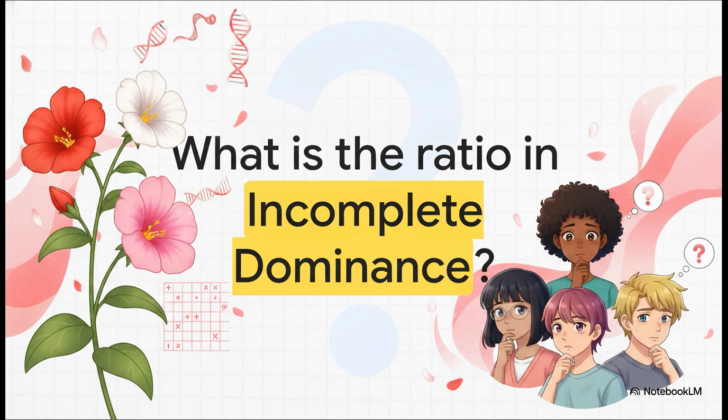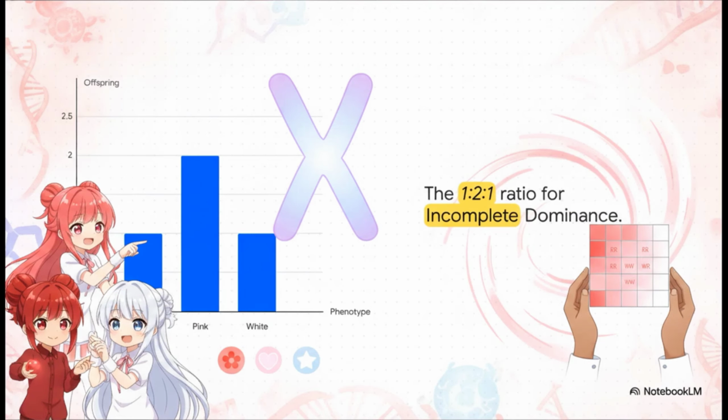In cases of incomplete dominance, like what we see in the Mirabilis jalapa plant, what's the phenotypic ratio when crossing 2 pink F1 hybrids? Keep in mind, the standard rules definitely do not apply here. And time's up. It's a 1-to-2-to-1 ratio. That's 1 red, 2 pink, and 1 white. It's such a famous contradiction to Mendel's standard 3-to-1 rule, simply because the dominant trait just doesn't completely mask the recessive one. It blends.